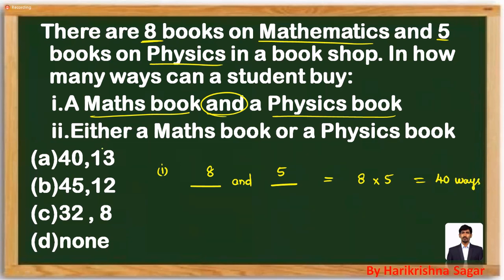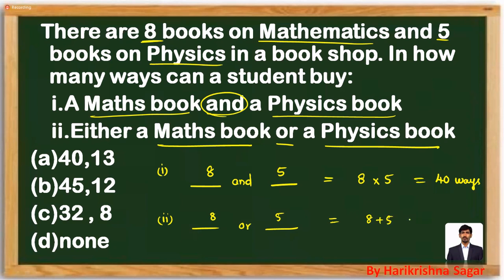Look at the second task. We have to find in how many ways a student can choose either a math book or a physics book. That means whatever book you are choosing, it can be math or physics. How many math books are there? 8. Choosing 1 out of 8 is possible in 8 ways. Choosing 1 out of 5 is possible in 5 ways. 8 or 5, 8 plus 5, that's going to be 13. We can say the answer is 13 ways.